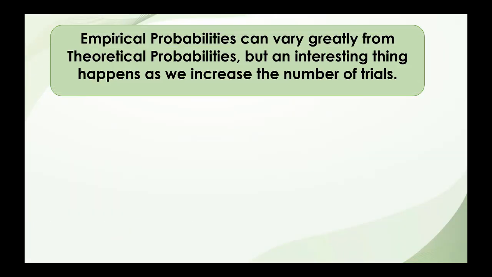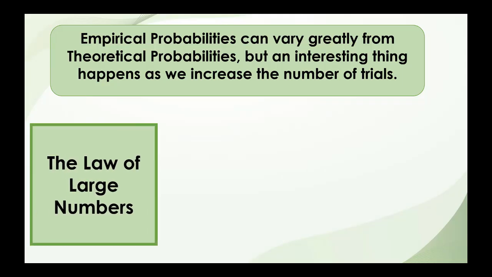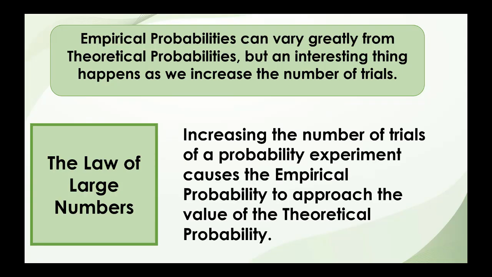So empirical probabilities don't have to match up with theoretical probabilities. As a matter of fact, they can be wildly different. But if you continue to do these probability experiments over and over and over again and increase the number of trials, then something interesting happens. Something that we call the law of large numbers. And what the law of large numbers says is that if you increase the number of trials of a probability experiment, that causes the empirical probability to approach the value of the theoretical probability.